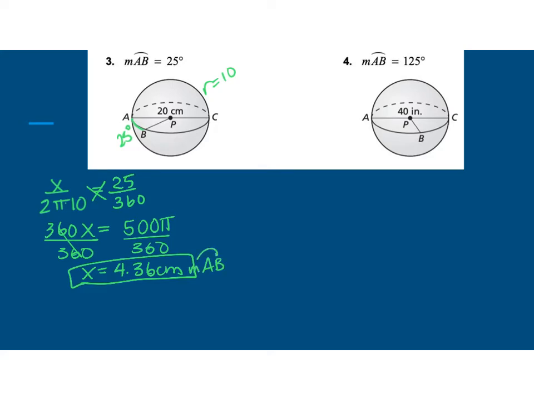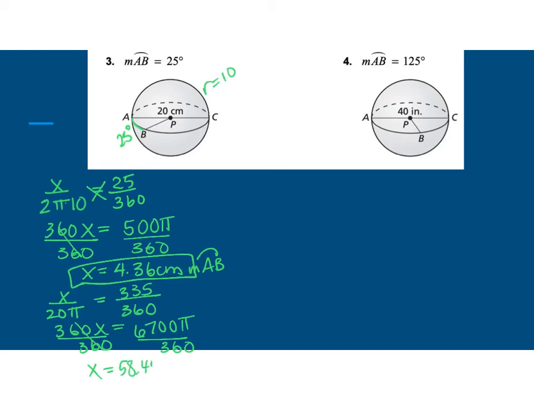And then to find the major arc, let's see, 360 minus 25 will give us an arc measure of 335. And we get about 58.47 centimeters.